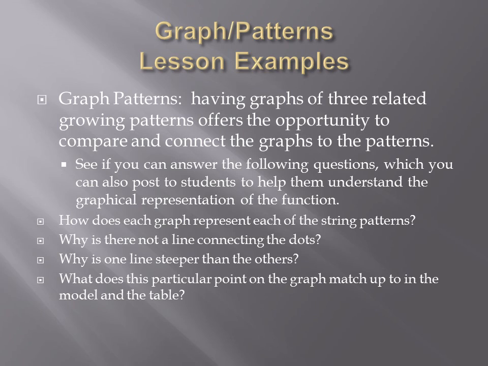See if you can answer the following questions, which you can also post to students to help them understand the graphical representation of the function. How does each graph represent each of the string patterns in the following graph? Why is there not a line connecting the dots? Why is one line deeper than the others? What does this particular point on the graph match up to in the model and the table?